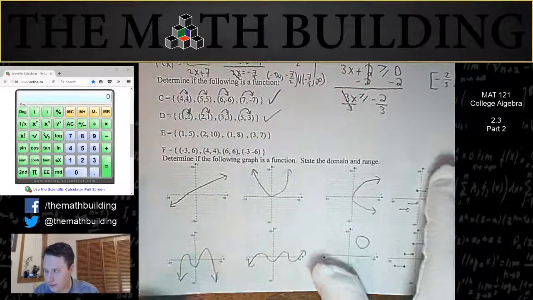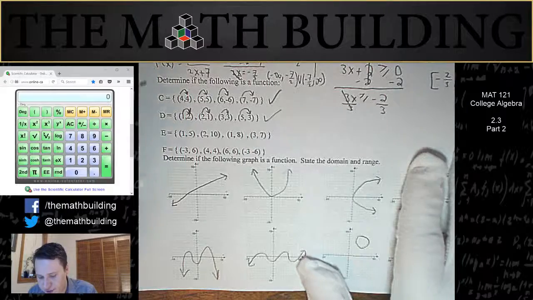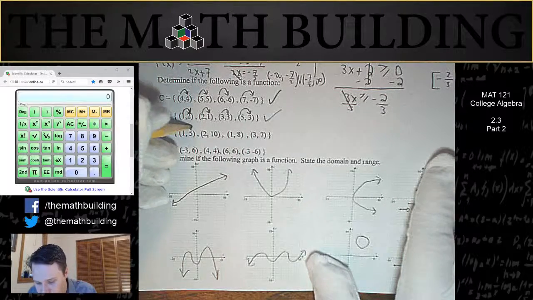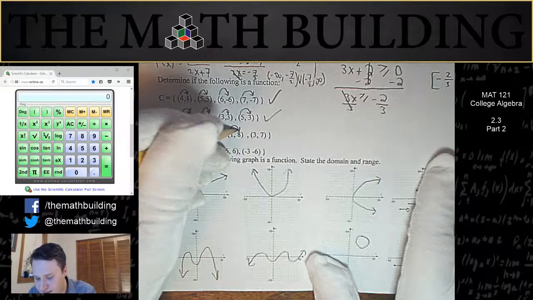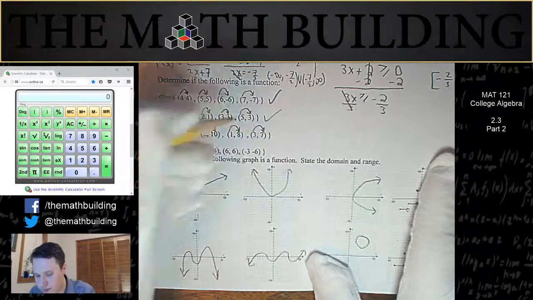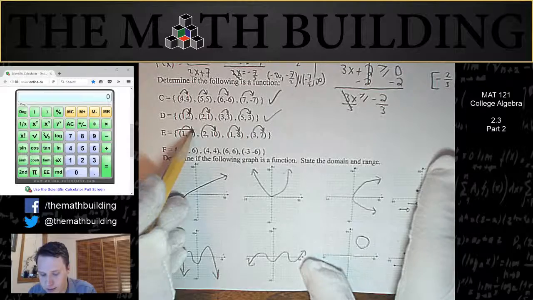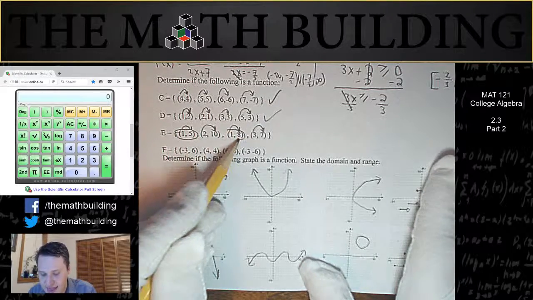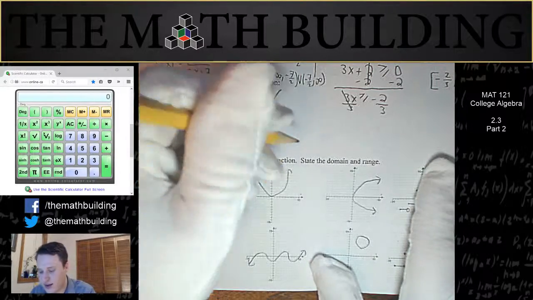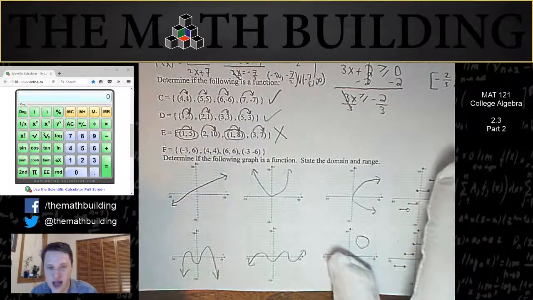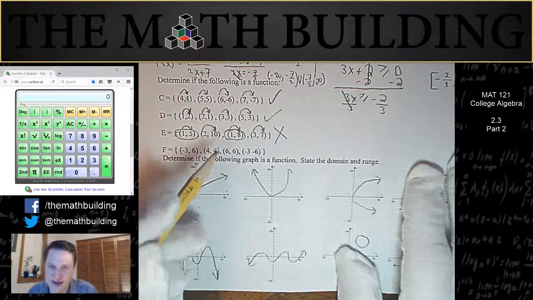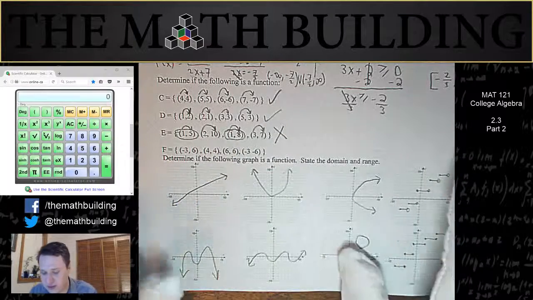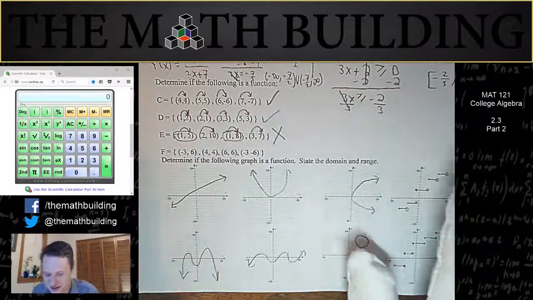How about letter E? Is this a function? 1 goes to 5, 2 goes to 10, 1 goes to 8, 3 goes to 7. So here we have a problem. 1 is going to 5 and 1 is going to 8. This is an example of something that is not a function. We have 1 getting mapped to 5 and 8, so that's bad. That makes this, well, it's not really bad, but it makes it not a function.